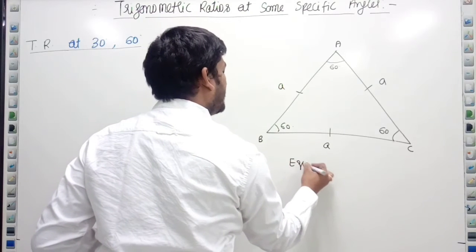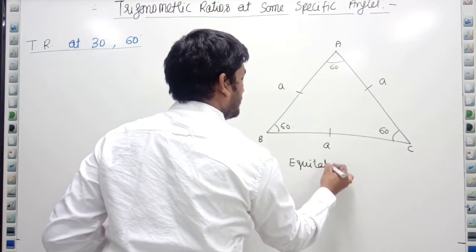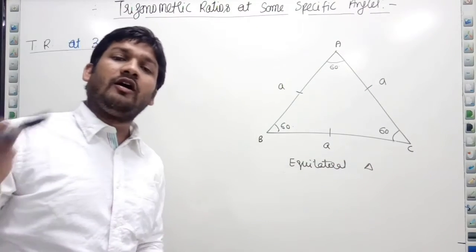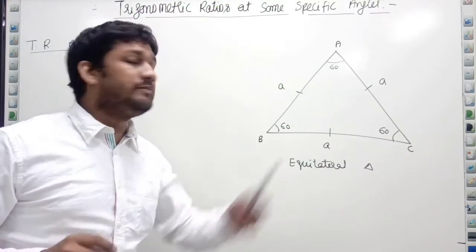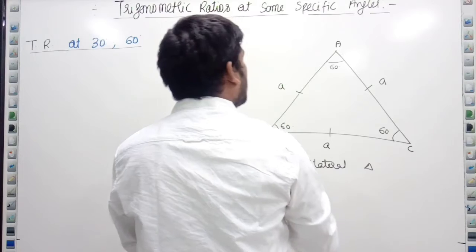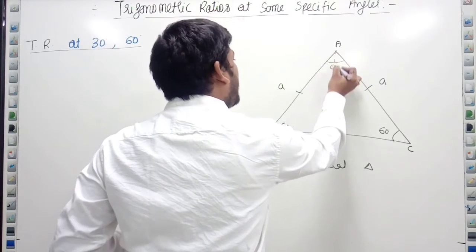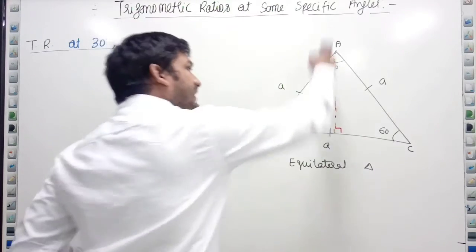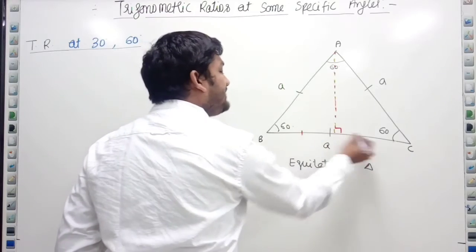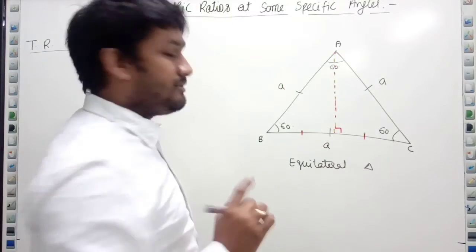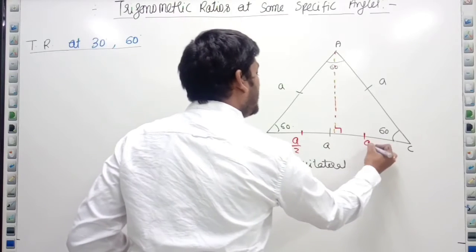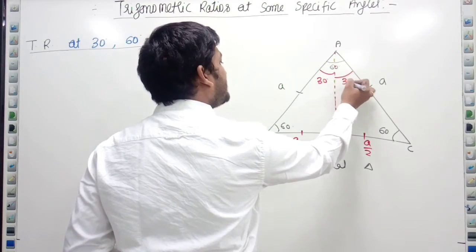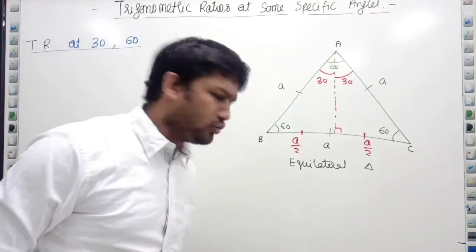I have taken an equilateral triangle. Now what I am going to do, I will draw an altitude on side BC. Altitude means I will be dropping a perpendicular from A to the opposite side. In an equilateral triangle, if I draw the perpendicular on the opposite side, it will divide the opposite side in equal parts. Always remember. So it will be A by 2, and it will also divide the angle into equal parts, 30 and 30. In an equilateral triangle, it is always true.